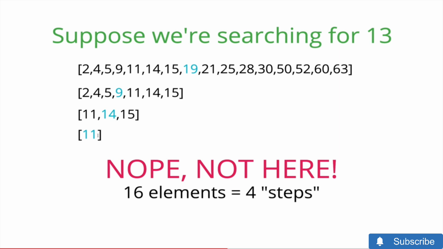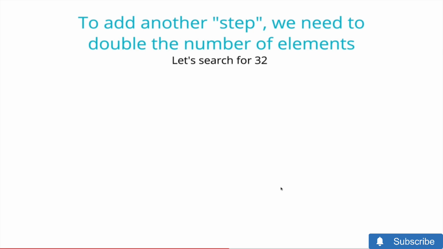Nope, not here. So if we look at the number of steps here, we had 16 elements. It took 4 steps to say with certainty that an element is not in there. So we could have found it earlier if it actually was in this array. If we were looking for 9, for example, it takes 2 steps. If we're looking for 14, it would take 3 steps. But if we're looking for something that's not in there, or the very worst case, it took 4 steps. Now, 16 elements, 4 steps. Let's grow our array. Let's double it in size.